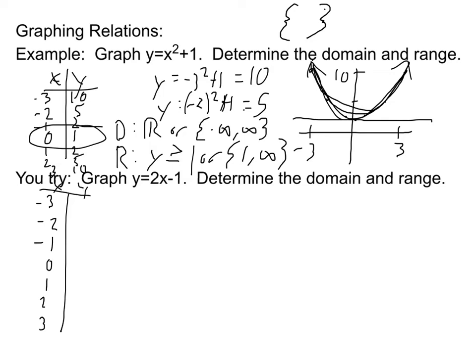Okay, -3 times 2 is -6 minus 1 is -7. -2 times 2 is -4 minus 1 is -5. 2 times -1 is -2 minus 1 is -3. 2 times 0 is 0 minus 1 is -1. 2 times 1 is 2 minus 1 is 1. 2 times 2 is 4 minus 1 is 3. 2 times 3, so I just put that x value in place of the x in the equation, minus 1, that's y equals 6 minus 1, which is 5.